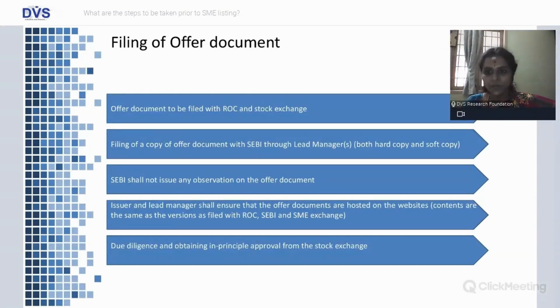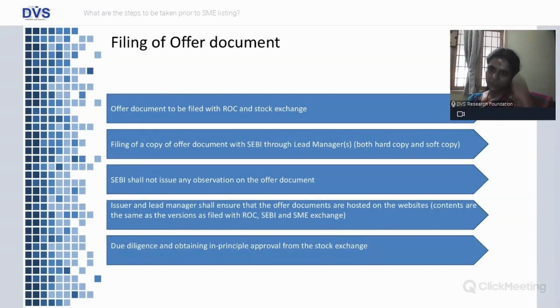When it comes to filing of offer document, this offer document will be first filed with your MCA and then you will be filing it with the stock exchange. Filing a copy of the offer document with SEBI through your lead manager. Friends, as mentioned earlier, everything will be routed through your lead manager only.